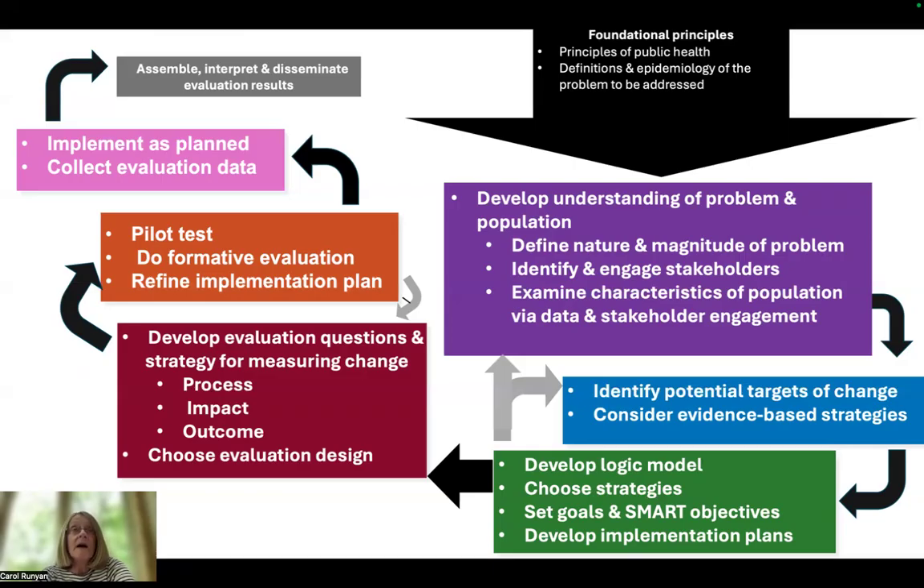From there, we identify potential targets of change and consider evidence-based strategies that may already exist, or if they don't exist, we think about what should be the evidence based on good theory. From there, we develop a logic model that examines how we think our intervention should work in the change process, choose our strategies, set goals and SMART objectives, and then develop our implementation plan.